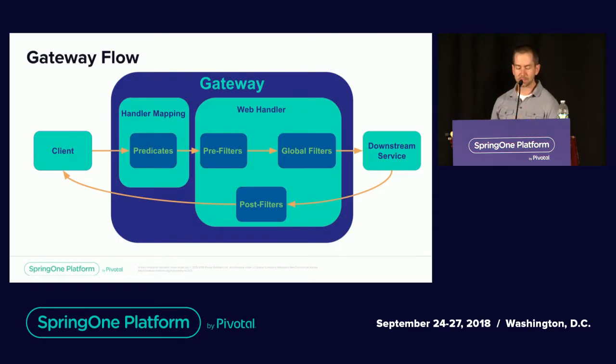If we do find something that matches, then we move over into the web handler, and this is where the filters are actually going to be applied to the requests. We have the concept of pre-filters, which can manipulate the request before it is proxied downstream. Then we have the concept of global filters, and these are filters that apply to every request, no matter what, whether you define them or not. And they typically handle core things like routing the requests. So we'll talk a little bit about that in a second. And then after the request comes back from the downstream service, we have this concept of post filters, which have the opportunity to manipulate the response in some way before it heads back to the client.